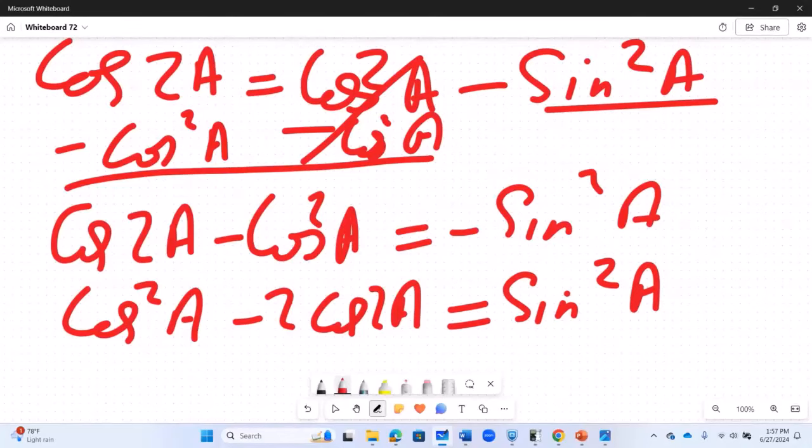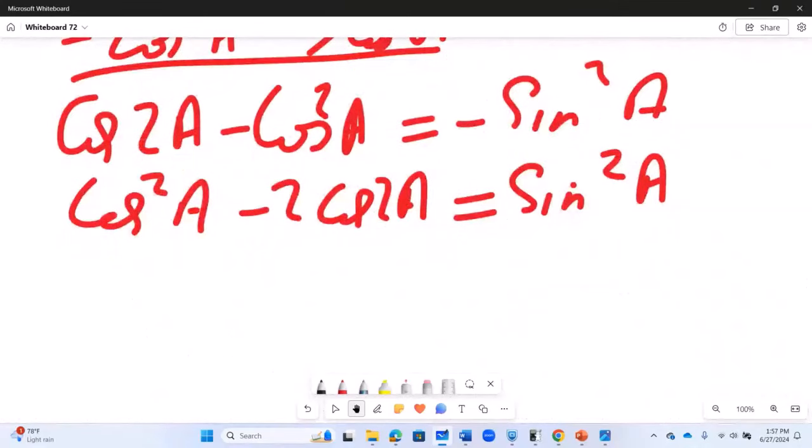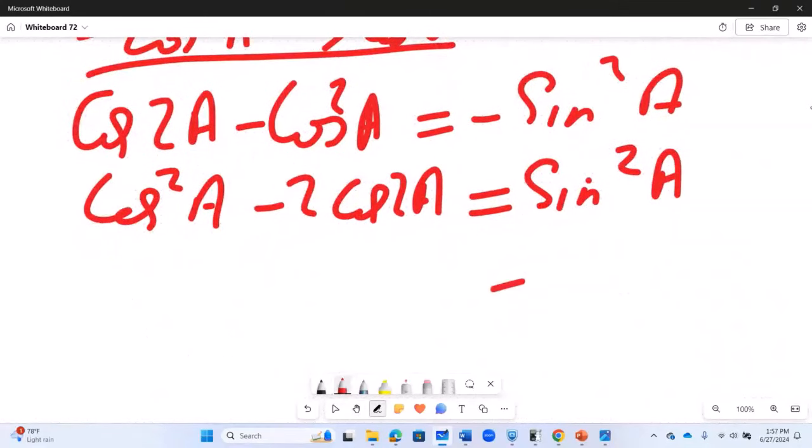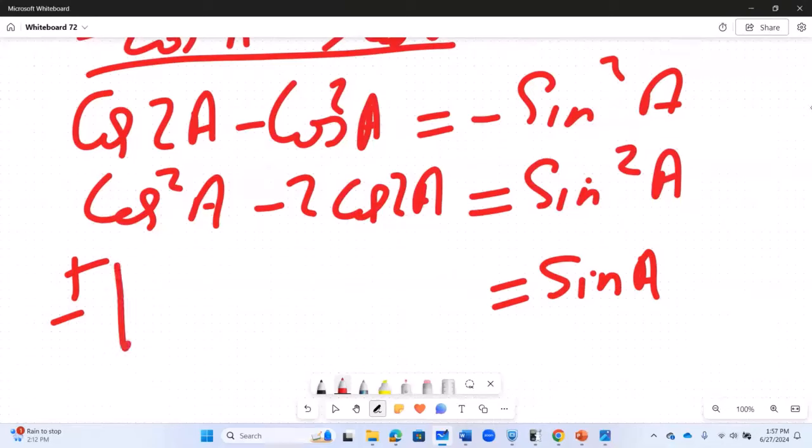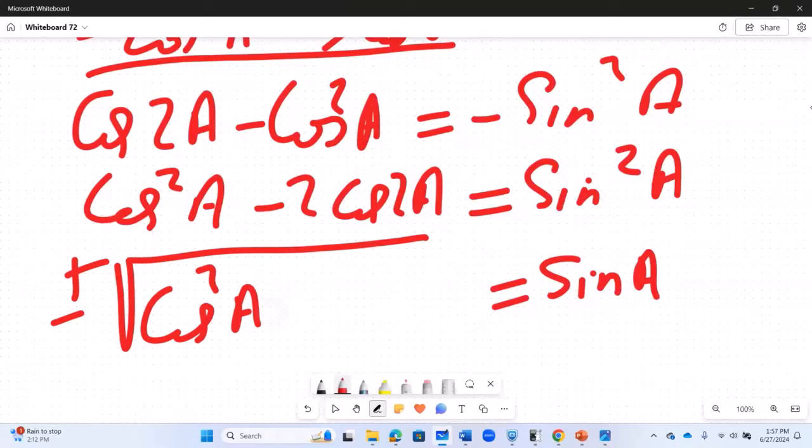And then if I'm told to find sine A, I can just find the square root of both sides. So there are situations when you are solving identities and you can be told to use the double angle identity. And so sine A is plus or minus the square root of cosine squared A minus cos 2A. All right, so these identities we cannot forget.